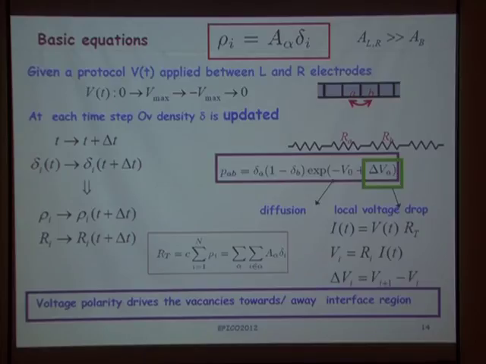Sorry? What's the physics of the delta, 1 minus delta? Okay, it's a rate equation. When you compute the probability of going from site A to B, you need the number of vacancies that you have and the number of available sites to put vacancies. So if all your neighboring sites are full of vacancies, you are going to have zero probability to go from left to right, for example. This is the usual way in which rate equations are treated.